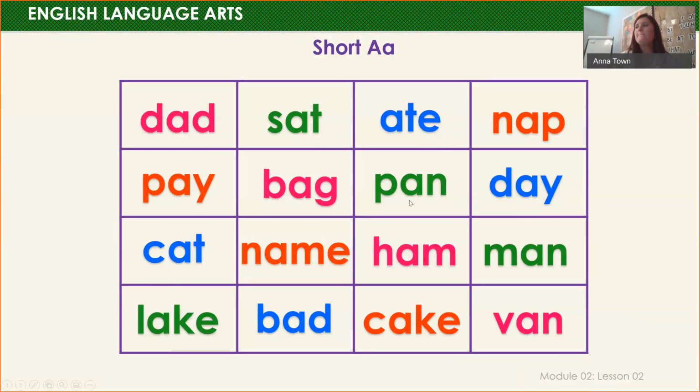Ate. Long A. Pan. Short A. Ham. Short A. Cake. Long A. Nap. Short A. Day. Long A. Man. Short A. Van. Short A. Good job. Remember, short A is ah.